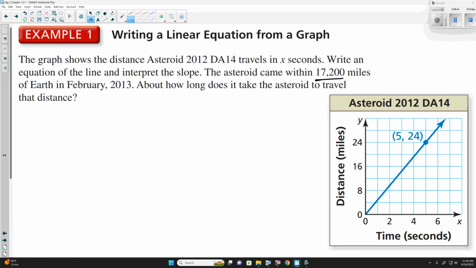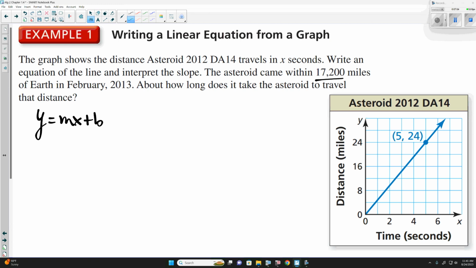And one of the things we need to find first is the equation of the line. So y equals mx plus b is one form we can use, or y minus y1 equals m times x minus x1. Now, one of the nice things about this graph is it did give us two points, one directly, kind of one indirectly.